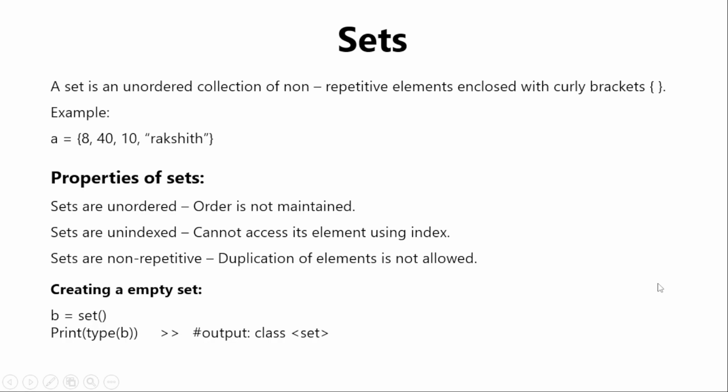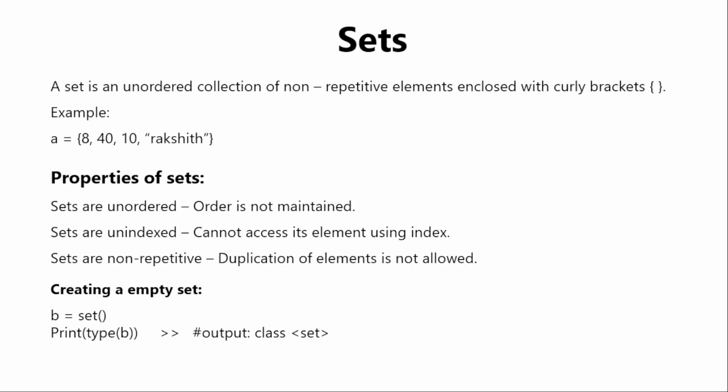Hello. Today we will be discussing sets. What is a set? A set is an unordered collection of non-repetitive elements which are enclosed with curly brackets. Unordered means the order is not maintained, and non-repetitive means the elements should not repeat. Such a collection, enclosed with curly brackets, is known as a set.